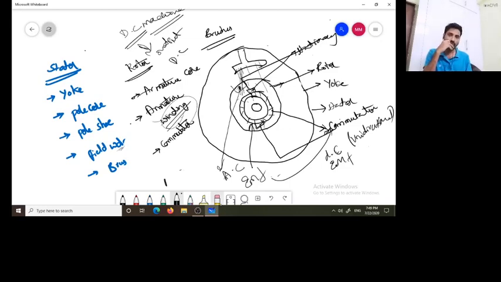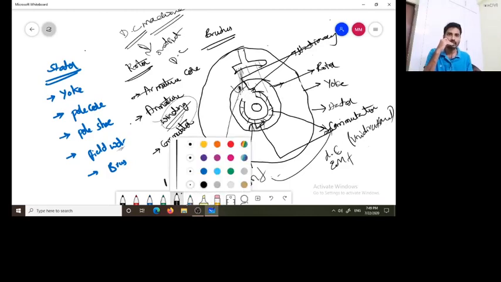So now you got the point. What is the function of a brush? The first main point in construction is that brushes are mounted on the commutator segments. These are the segments, the number of splits. You can see here.